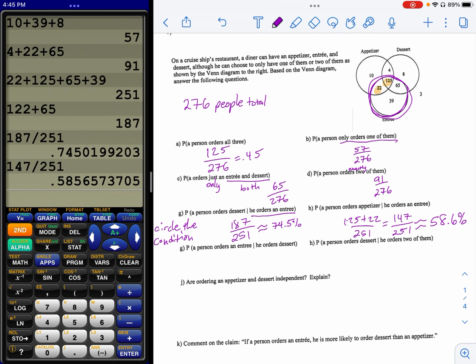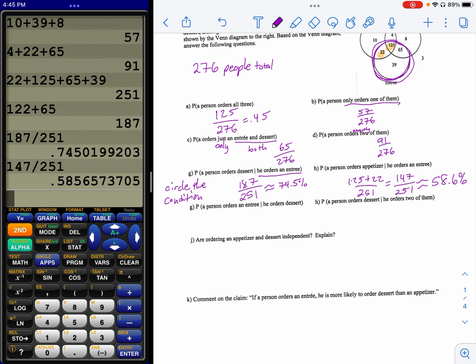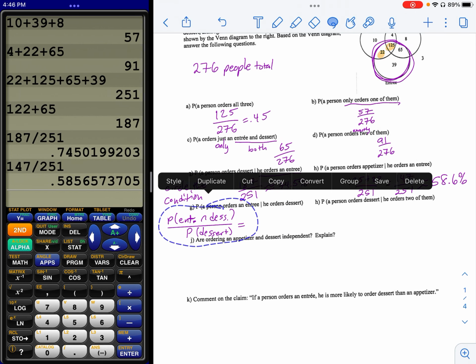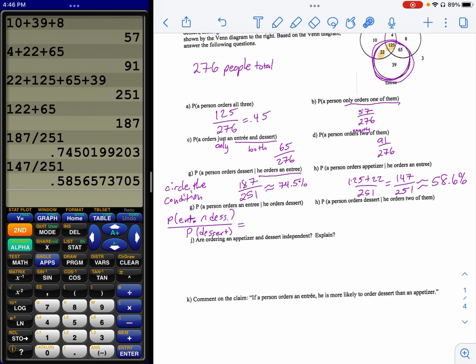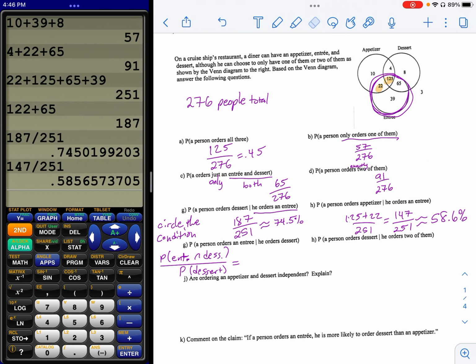Okay, let's do these next two with the formula in case you want to wrestle with that. Okay, the formula for G would look like this. The numerator would be the probability of an entree and dessert, I'll say int and dess, two S's because you always want two servings of dessert, divided by the probability of the condition, which is the probability of dessert. The probability that someone ordered an entree and dessert is how many people ordered an entree and dessert?